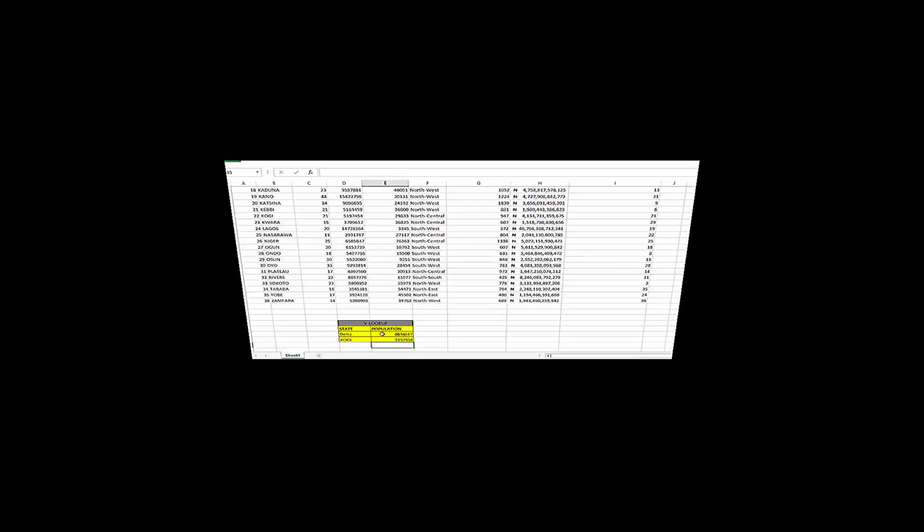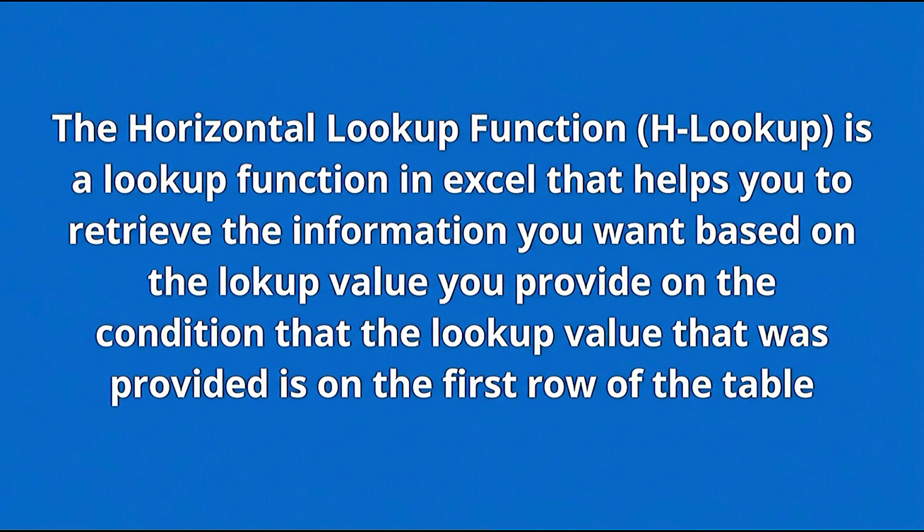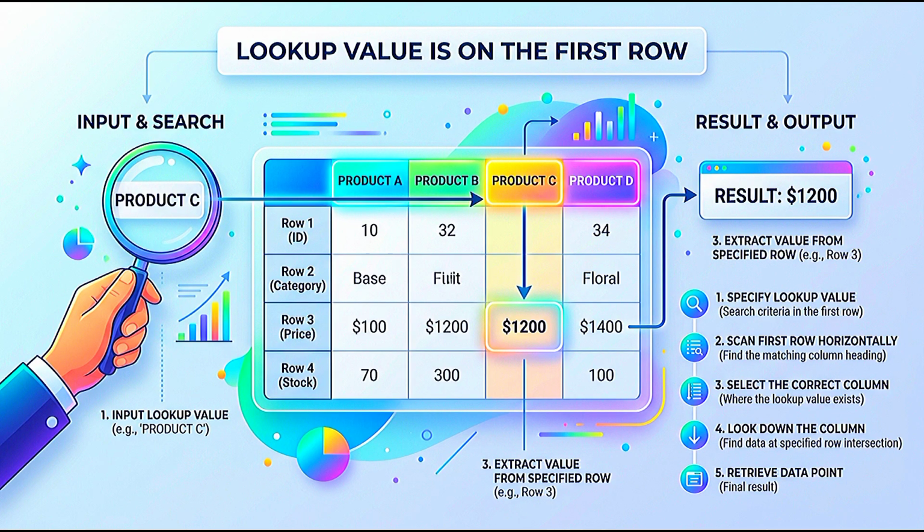So the next function we're going to look at is the horizontal lookup function, also known as the HLOOKUP function. The HLOOKUP function is a lookup function in Excel that helps you to retrieve the information you want based on the lookup value you provide, on the condition that the lookup value you have provided is on the first row of your table. Now, if it is not on the first row of your table, then the HLOOKUP function won't work.